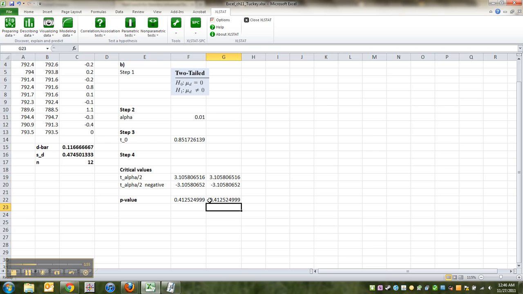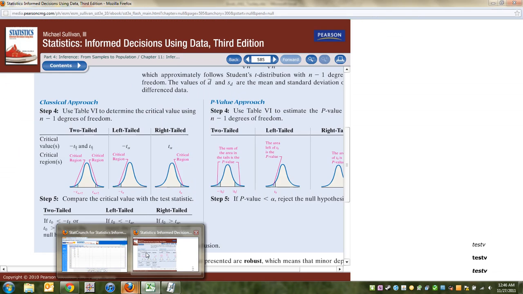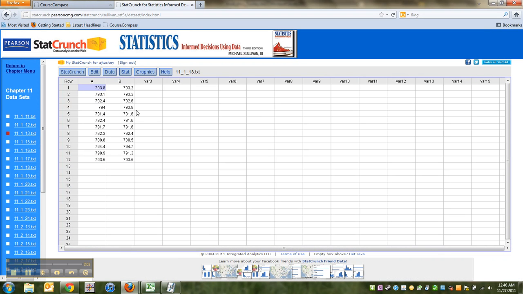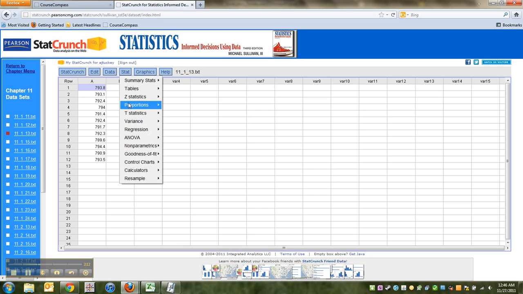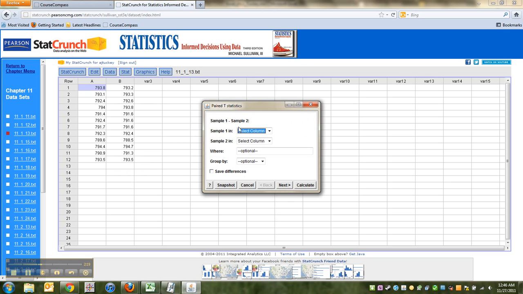Now, I don't know about you, but these are kind of funky formulas, so I love to double check myself. And I'm going to with StatCrunch. So let me go here, and I go to, notice because this is one that's in the book, it's right here. If it wasn't, I could just type it in. And I go to Stat, T Statistics. This is paired data, so I'm going to click paired. And it says, hey, sample 1 is in column A, sample 2 is in column B. Next.